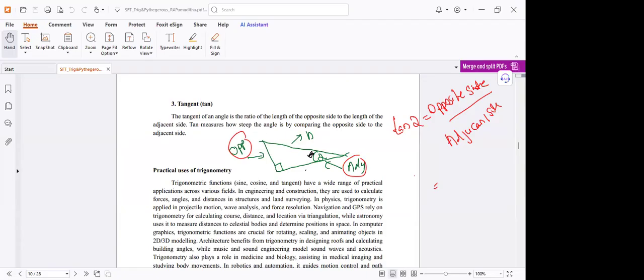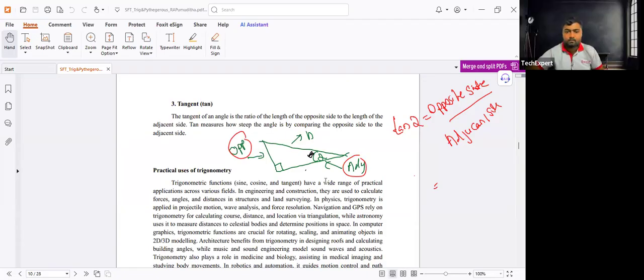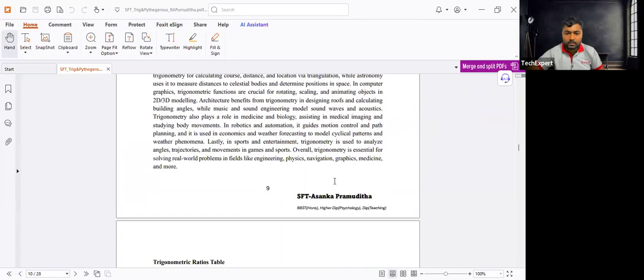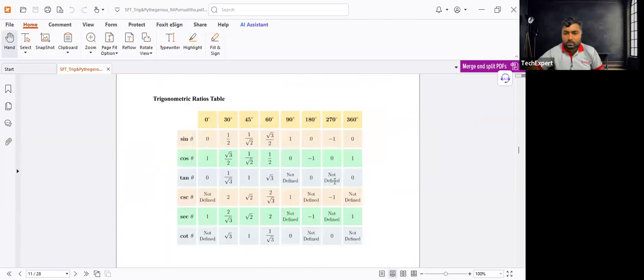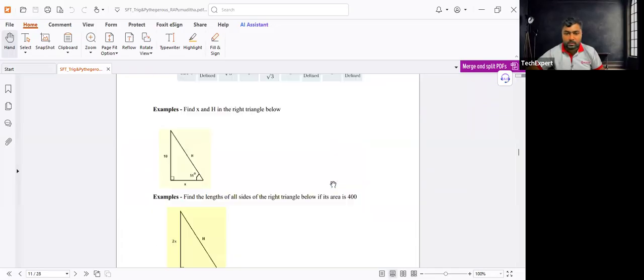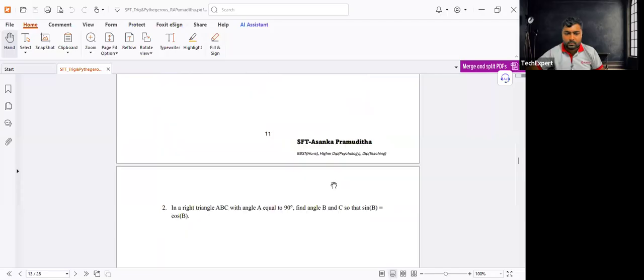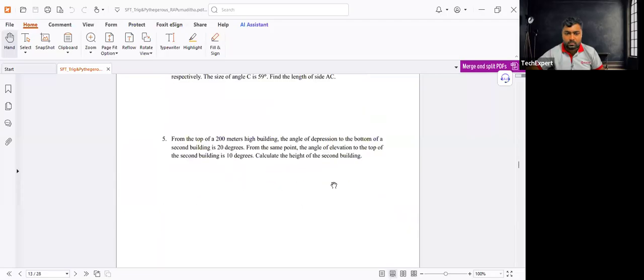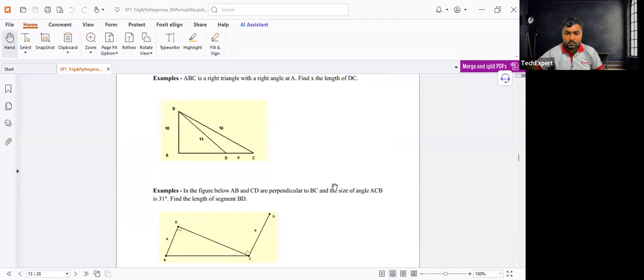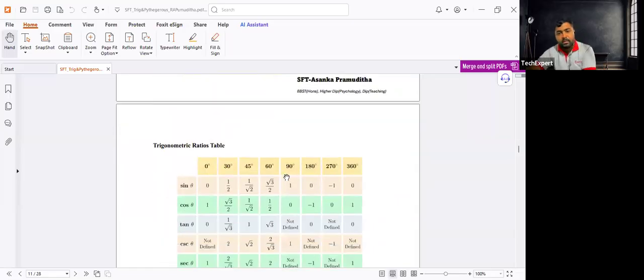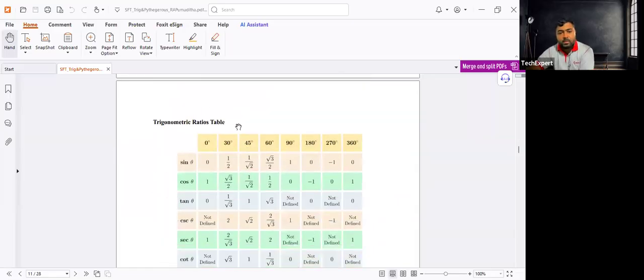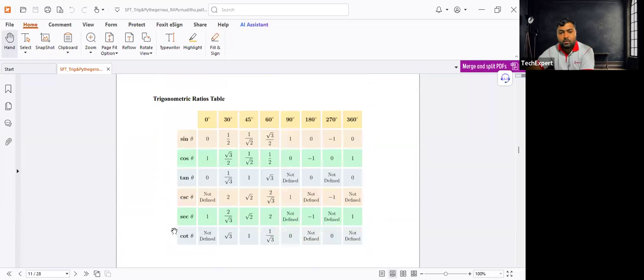Okay, sir. We have finished the theory regarding trigonometric ratios. Next, we have to go to the trigonometric ratio table. Write the topic as trigonometric ratios table. For O levels also, you have this one.